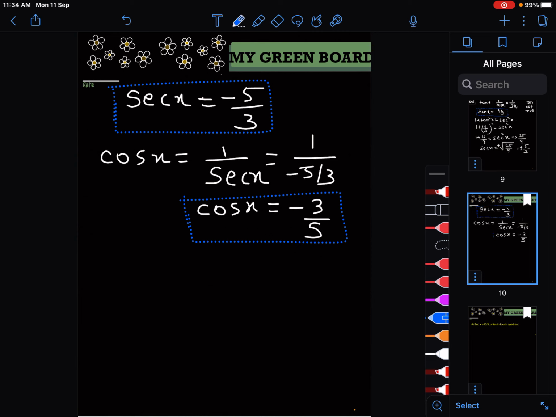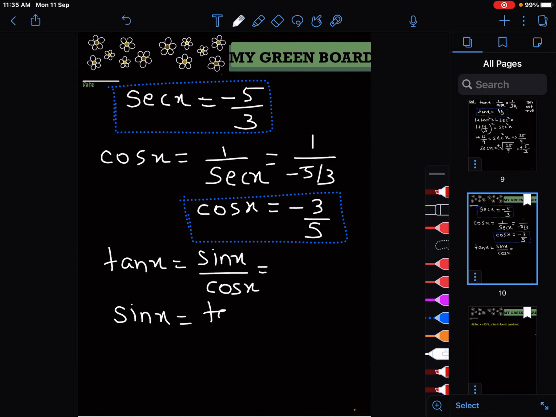Okay. So it's very easy to find the identities once you are thorough with all the formulae. Okay. So now we have got this sine, we have got the values of tan, secant and cos. So from this cos we can get the tan. So tan x would be sin x by cos x. Okay. So you have this sin x is equal to tan x into cos x.